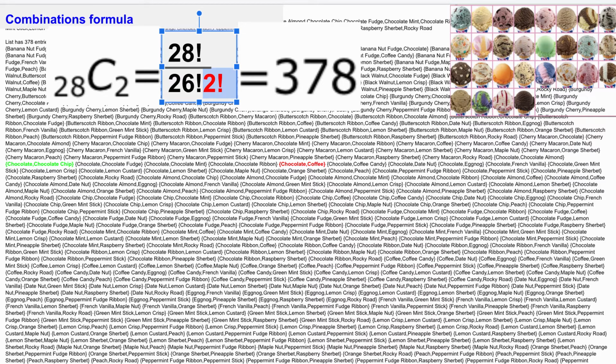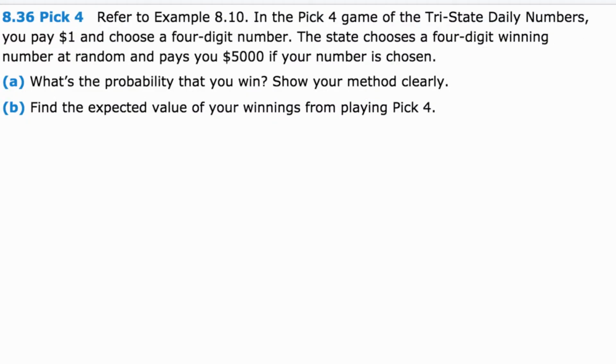So note that this 834 is very similar. Just kind of apply those techniques for 834. All right, 836, I'm not going to do part A for you.